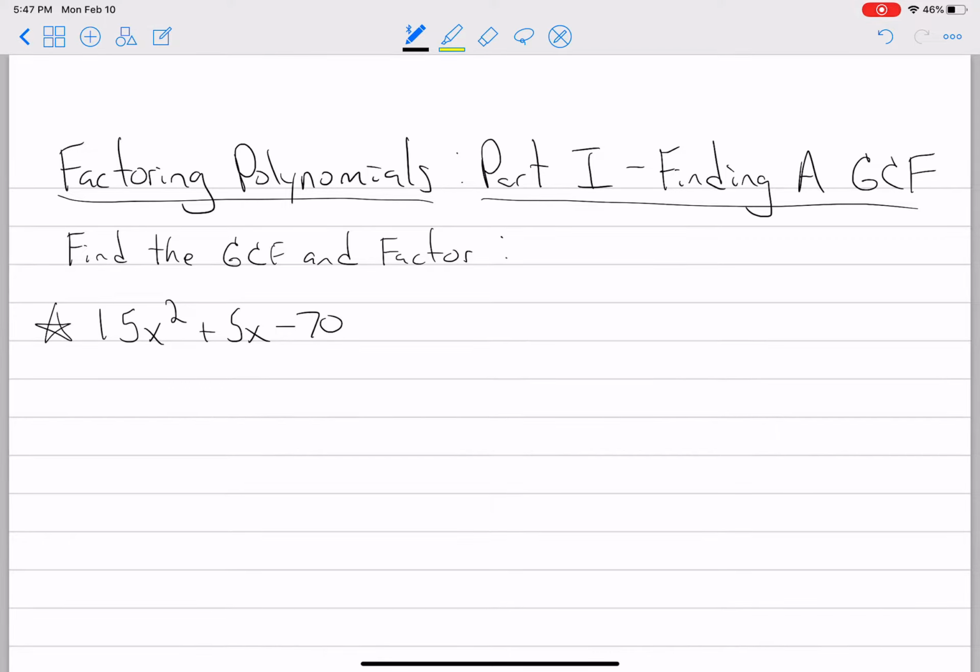We did this in class today, so I want you to try it before me. Hopefully, you've recognized that the GCF between 15, 5, and negative 70 is a 5. So I could pull a 5 out of each of those. So 15 divided by 5, that leaves 3x squared. 5 divided by 5, that leaves 1x. 70 divided by 5. What is 70 divided by 5? You guys probably know. 14. Okay? So, I end up with 5 times 3x squared plus 1x minus 14.